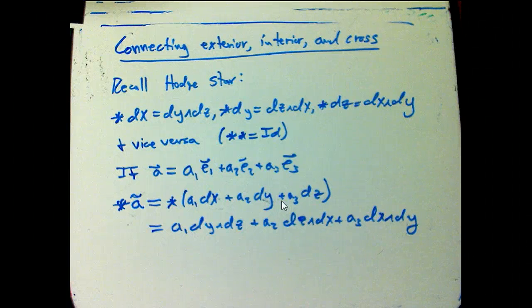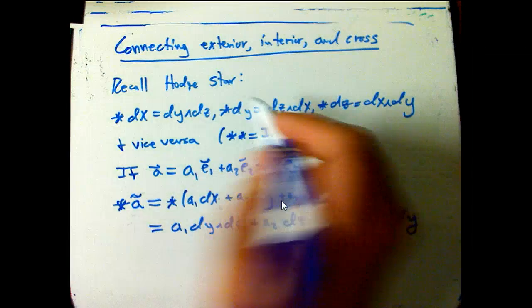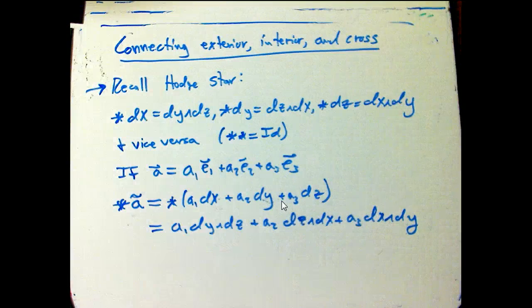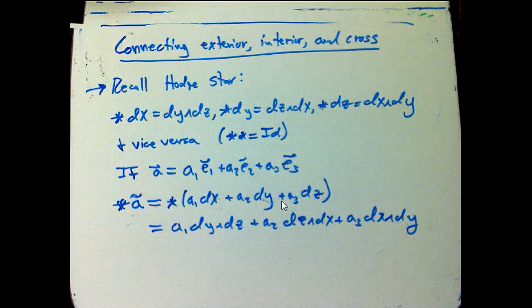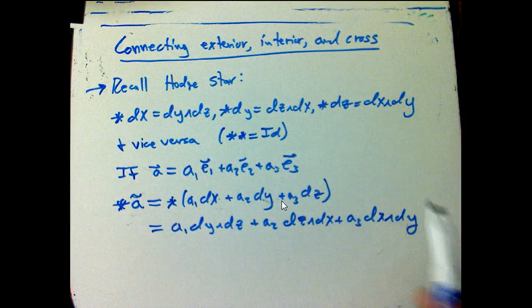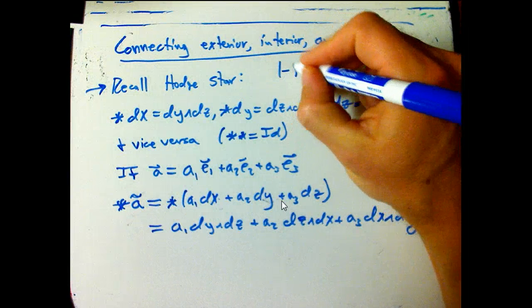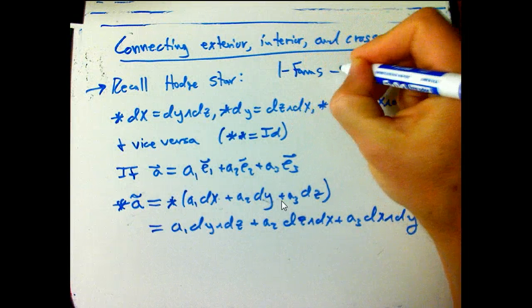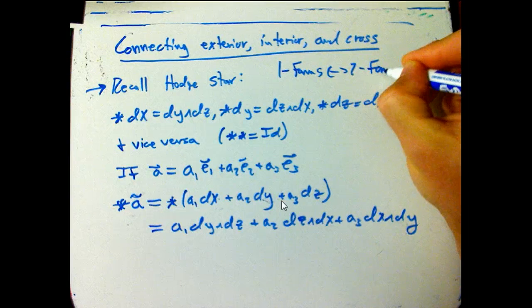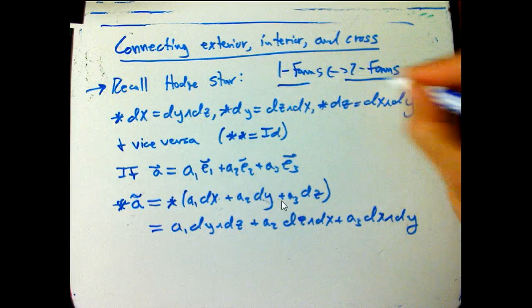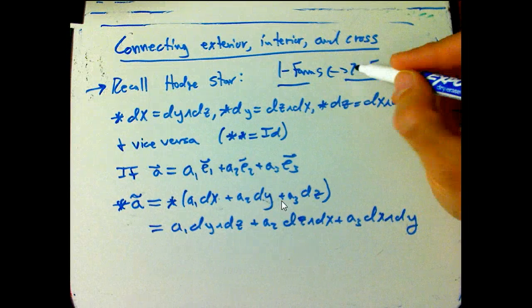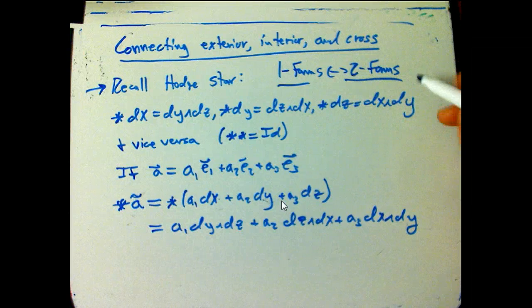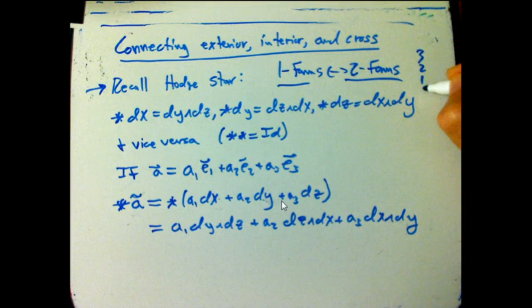All right, let's connect the exterior product, the interior product, and the cross product. The one extra tool I want to recall is the Hodge star operator. What that does is it exchanges one forms and two forms. That's how it works in 3 dimensions. In n dimensions, it exchanges p forms with n minus p forms. Basically, it flips the whole structure upside down.